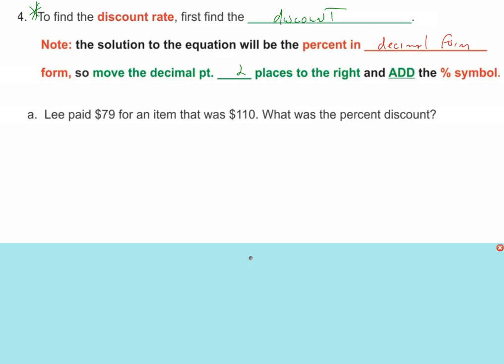How do you find the discount? Well, again, we're back to the formula. Sale price equals retail price minus the discount. That's the formula from the previous page, right? The $79, isn't that the sale price? The retail price was the $110. And I'm going to use minus D for our variable, the discount.